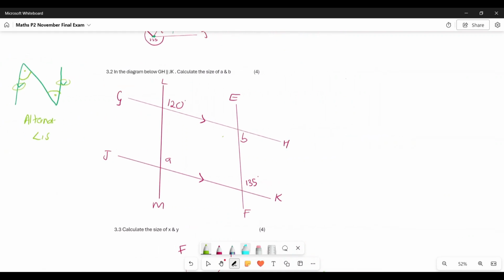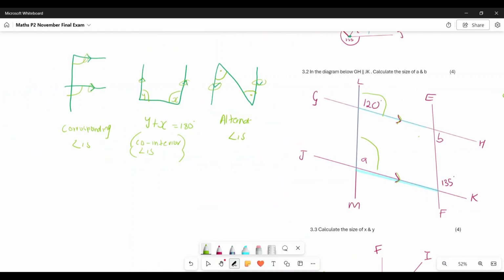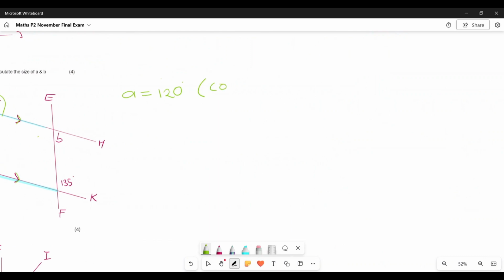Now, if I were to start off with A, with A, I can identify my F shape. So my F goes like that, and it extends to that. Now, remember, we said this here is going to be equal to that if these two lines are parallel, of which in this instance, yes, we have these two lines which are parallel to one another. So first thing first, I'm going to say, okay, my A is equal to 120, and my reason would be corresponding angles. Remember, for your F, you use your corresponding angles.